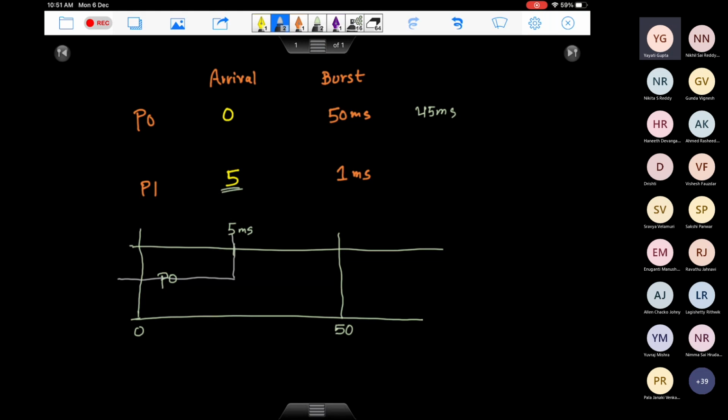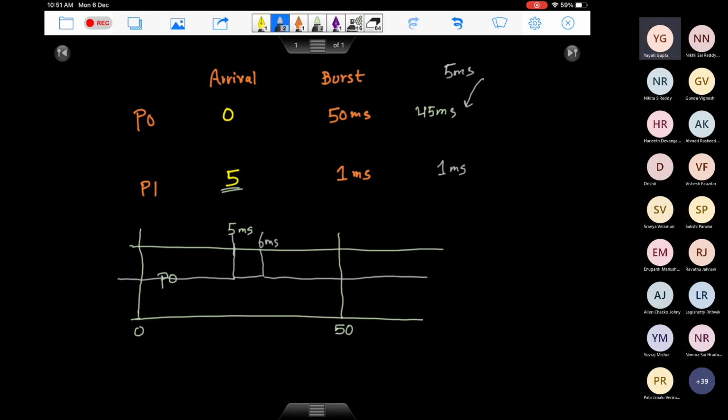On the other hand, if it was shortest remaining time first, then as soon as P1 comes, you now have two processes in the ready queue. As soon as one more process comes in the ready queue, you again have to make a decision. So at 5 milliseconds, P0 still needs the CPU for 45 milliseconds and P1 needs it only for 1 millisecond. So in shortest remaining time first, after 5 milliseconds, you will execute P1 for 1 more millisecond and after that you will execute P0. Alright, so that is the difference between the two.